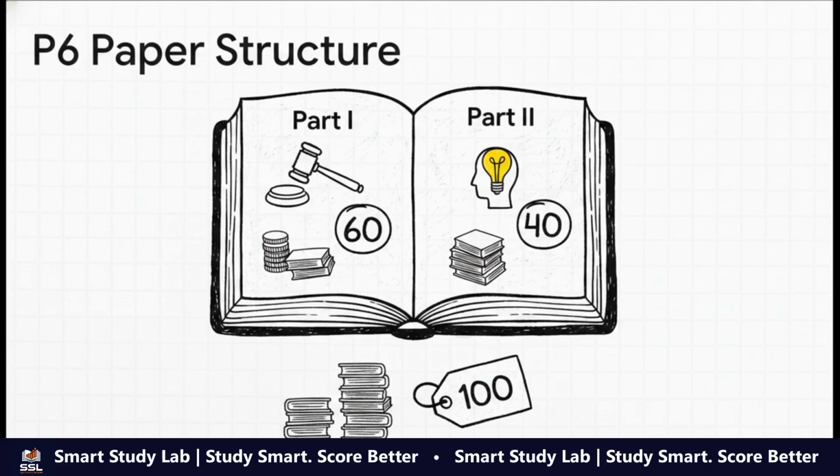Okay, so you know the paper is split in two. Part 1, that's your economic and commercial laws for 60 marks. It's the bigger chunk with 14 chapters. Think FEMA, FDI, competition law, all the heavy hitters. Then you have Part 2, intellectual property laws for 40 marks. That's got 6 chapters. Now here's the thing. You can't use the same study strategy for both, and the data is going to make it crystal clear why.